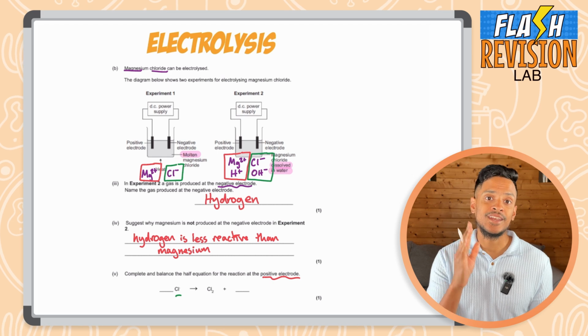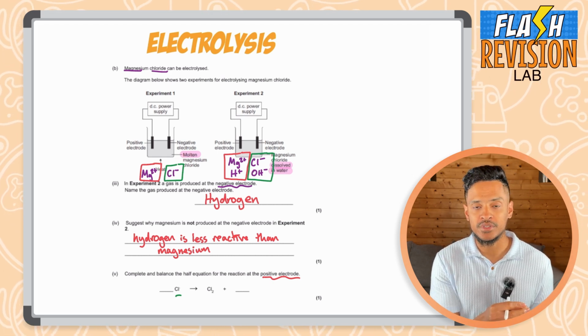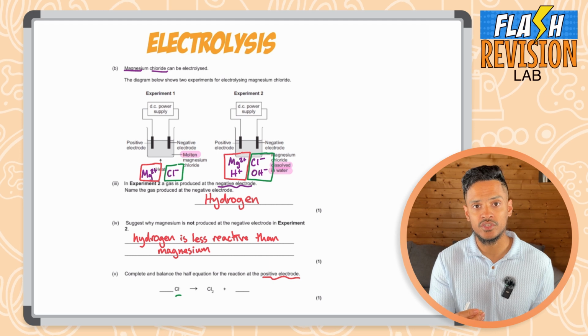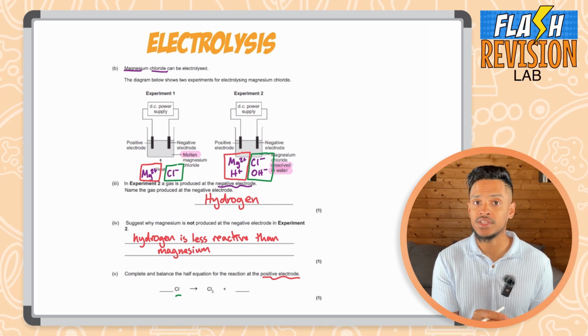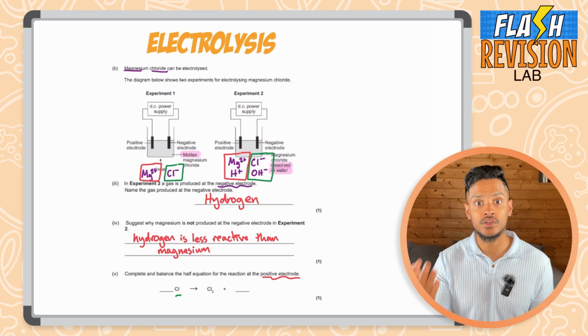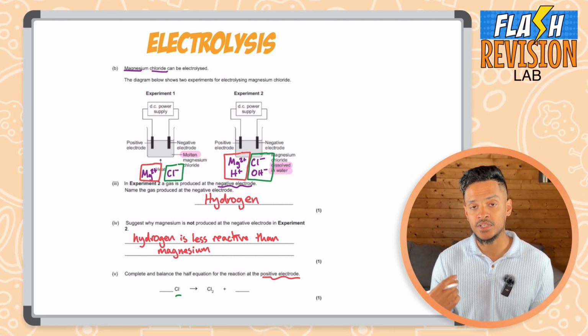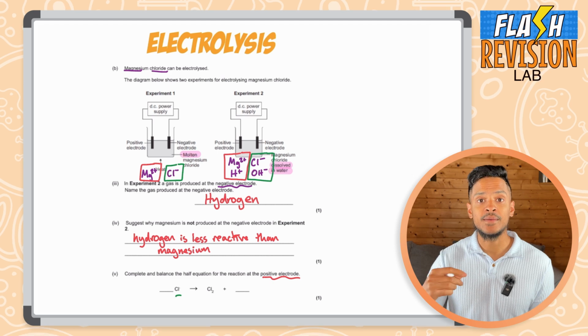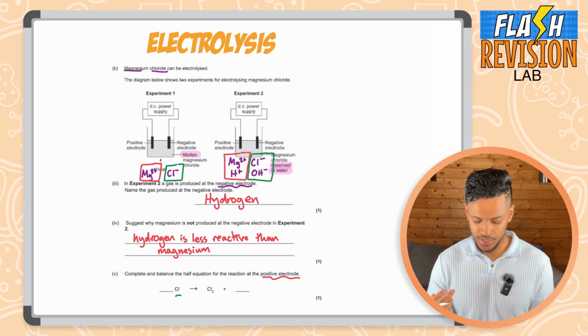For negative ions, it's always the halogen that goes to the positive electrode to get discharged. If a halogen is not present, the OH- goes to the electrode to get discharged and release oxygen. So because a halogen is present, a group 7 element is present, which is chlorine, it means the chlorine goes to the positive anode to get discharged.